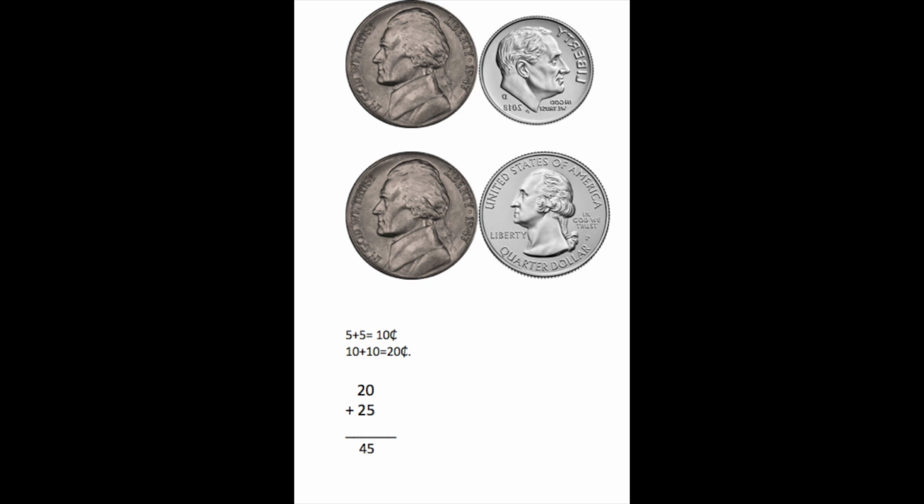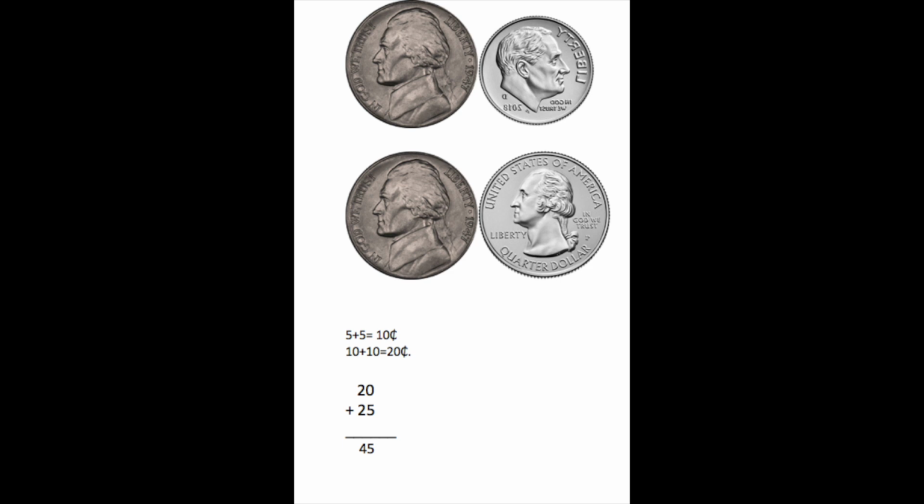So the answer to our problem here is having 2 nickels, a dime, and a quarter means that you have 45 cents. The important part of this is we could have done it in line form, so the line form was 5 plus 5 equals 10 cents, and 10 plus 10 equals 20 cents. But when we do double digit addition, especially when we have bigger numbers, we want to make sure that we line it up vertically.